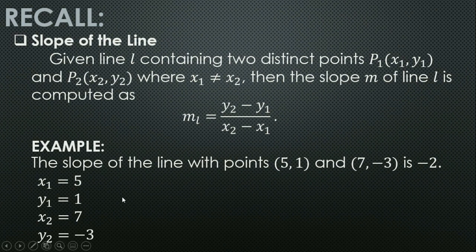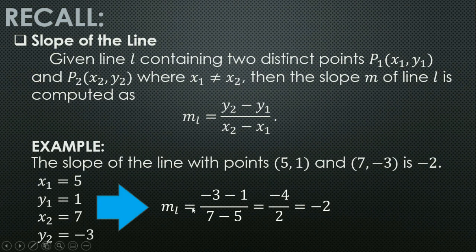Okay? So, substituting these values doon sa ating formula, we have negative 3, which is y sub 2, is negative 3, y sub 1 is positive 1, all over x sub 2 is 7, x sub 1 is 5. So, negative 3 minus 1 is negative 4, 7 minus 5 is 2, negative 4 divided by 2 is negative 2. This is our slope.